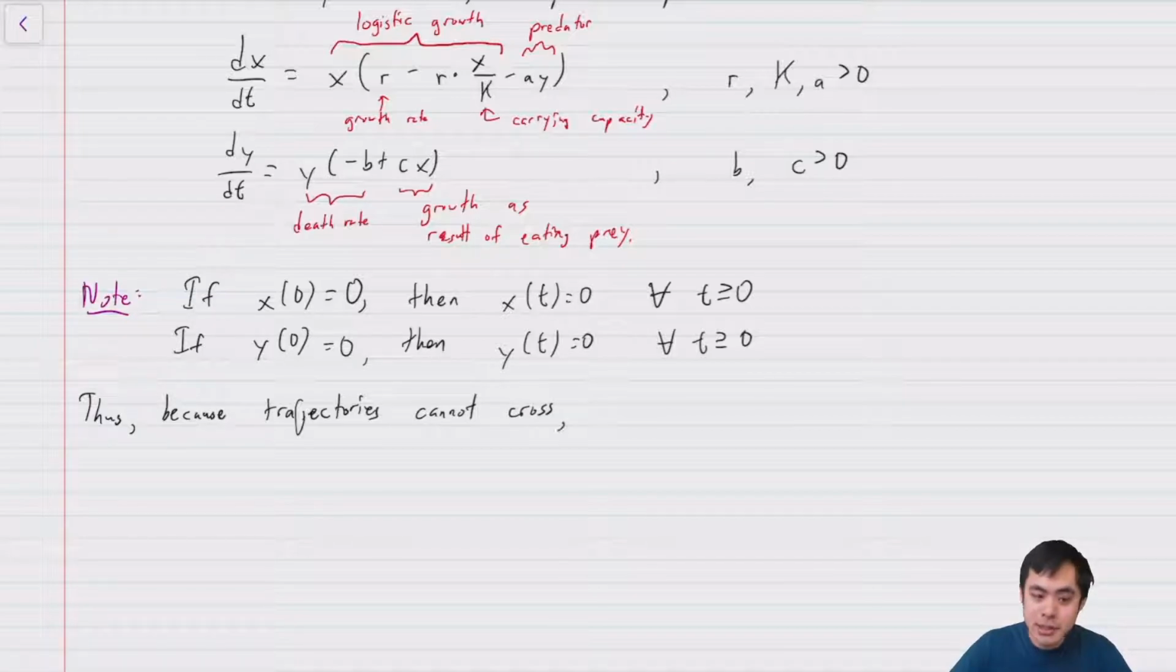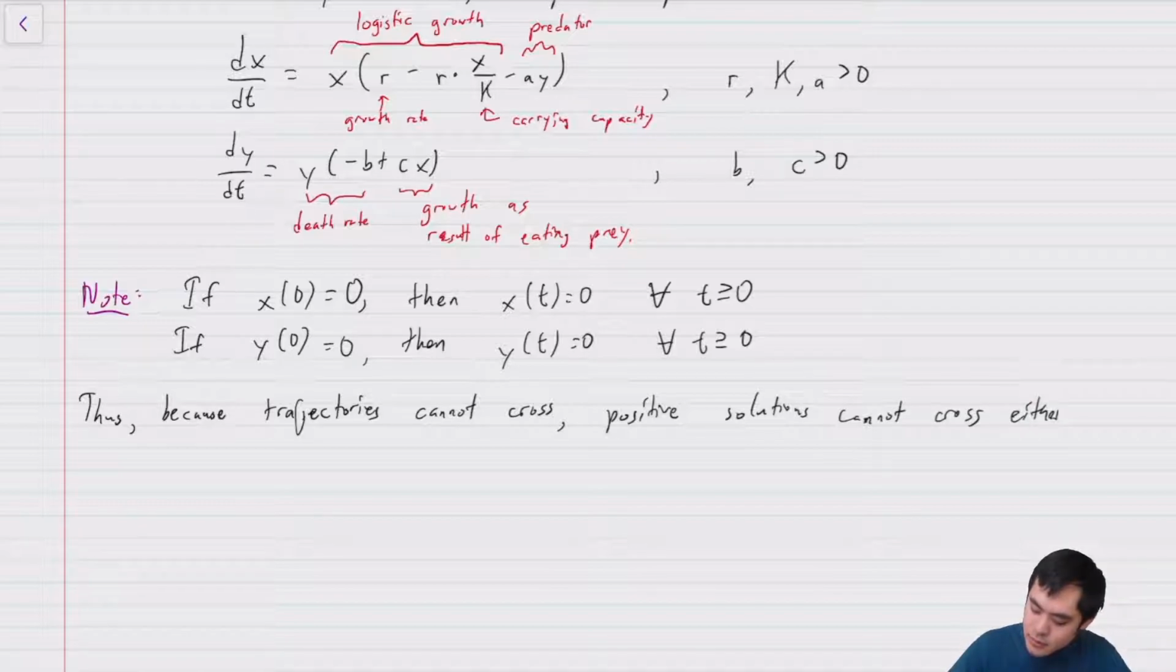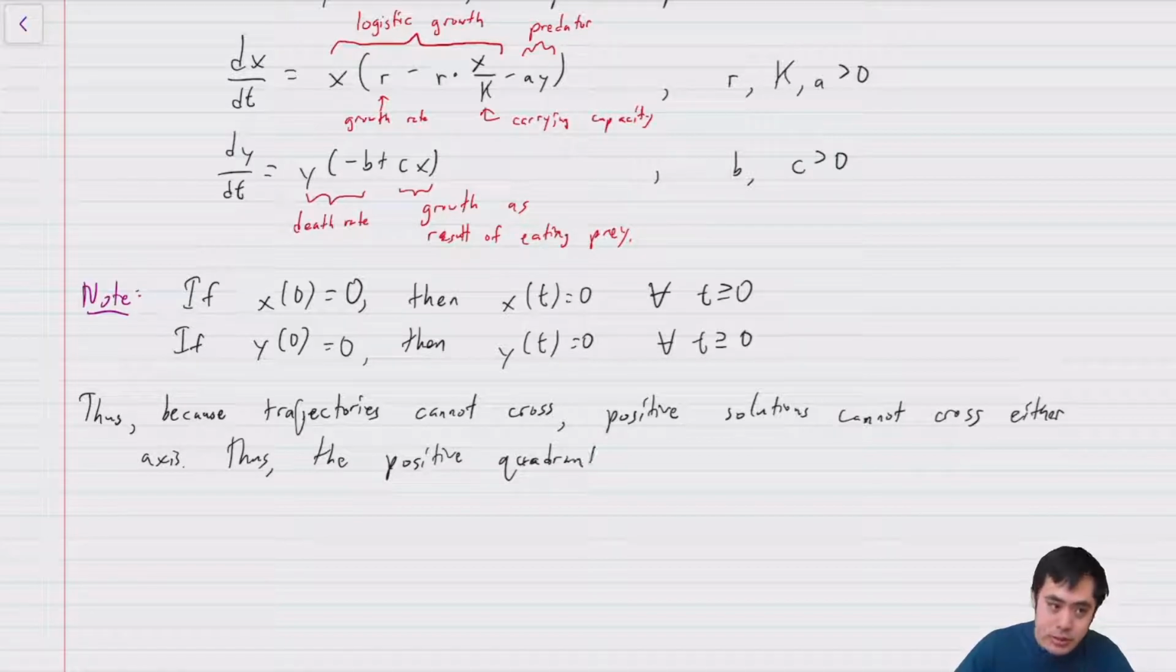So the trajectories cannot cross, and therefore positive solutions cannot cross the Euler axis. Plus, the positive quadrant, where x of 0 is greater than or equal to 0 and y of 0 is greater than or equal to 0, is something called positively invariant.